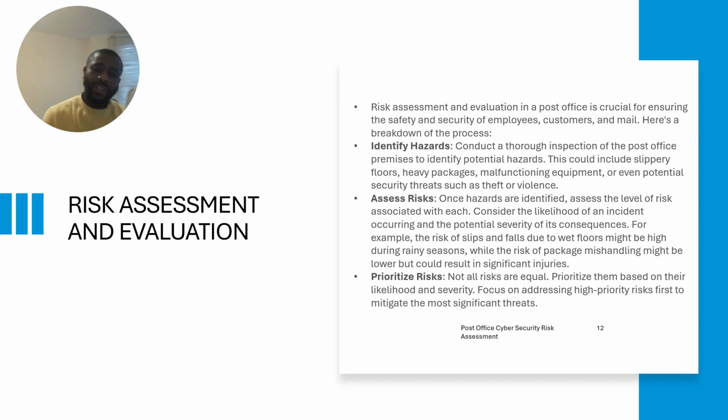When we're able to identify those hazards, then we assess the risks of those identified hazards. We assess the level of the risk associated with each and every hazard. For example, if it's slippery or there are falls on wet floors, we can know how high the risk is and what causes it. By so doing, we then have to prioritize the risks involved because some risks need to be given more attention than others. Not all risks are equal, so we need to prioritize them to be able to handle them one after the other according to our scale of preferences as well.